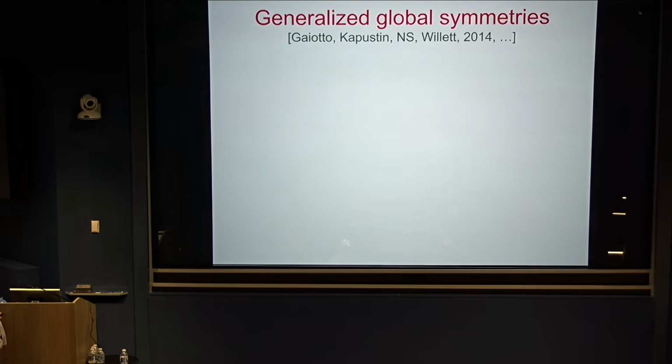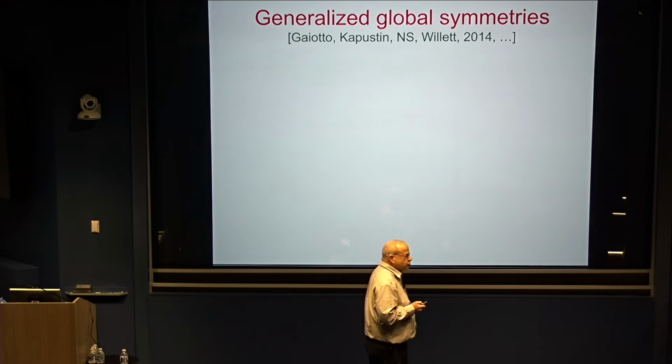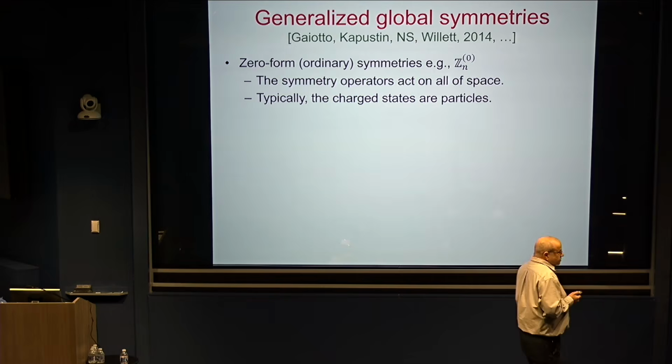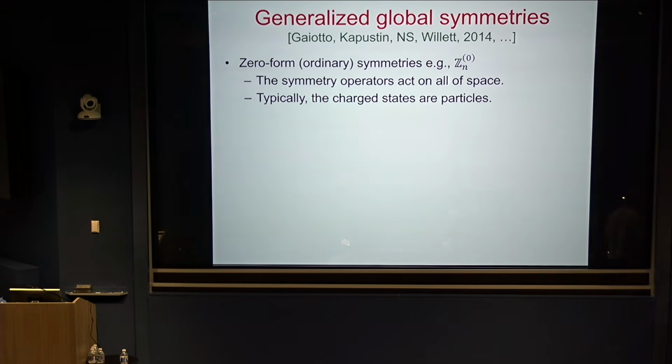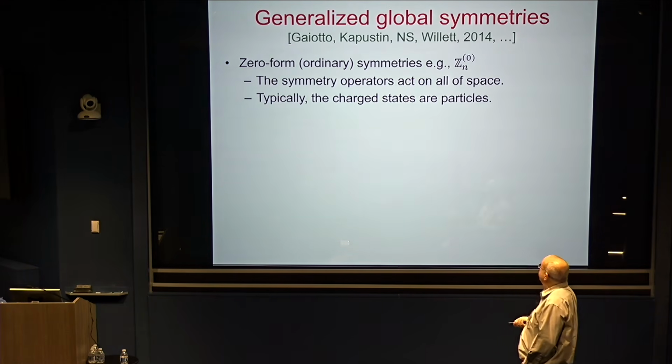Now let me move to a slightly more sophisticated system. And I'm going to repeat all that with generalized global symmetries. So one slide review of generalized global symmetries. The standard symmetries are zero-form symmetries. The symmetry operator acts on codimension 1 in space-time. In the example before, space-time was one-dimensional, only time. And the symmetry operator was this U to the M. It acts at a point, which is codimension 1. And typically, the charged objects are particles.